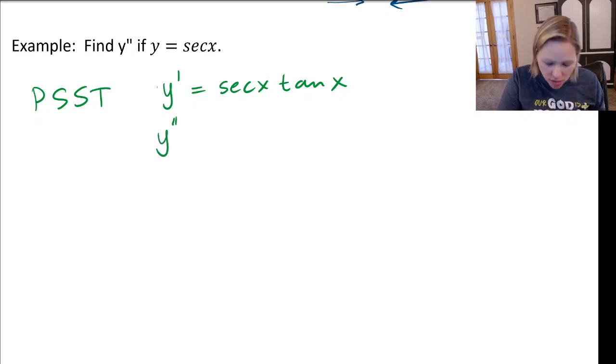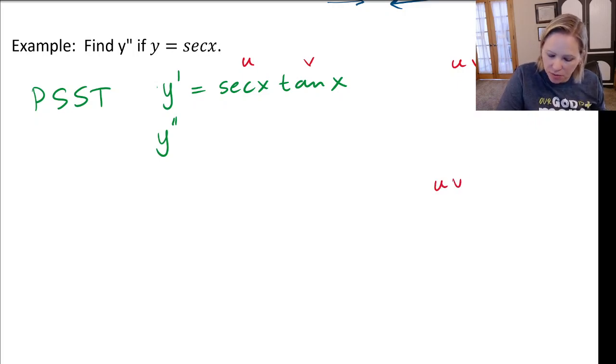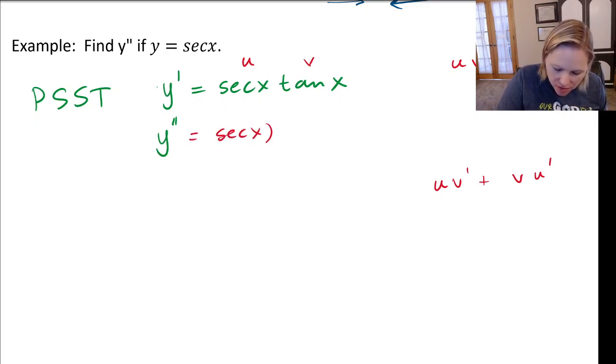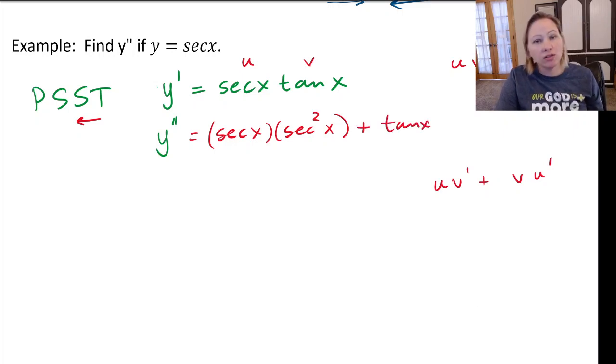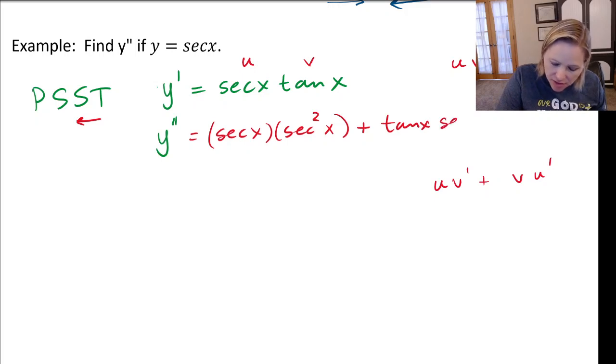So we're going to have to use our product rule. So here's u and here's v. So remember, it's u v prime plus v u prime. That's our rule, right? U v prime plus v u prime. So here we go. U secant of x times v prime. Well, that's secant squared of x. That's the derivative of tangent, right? Secant, secant. Plus v, tangent of x, u prime. Well, the derivative of secant is secant tangent.